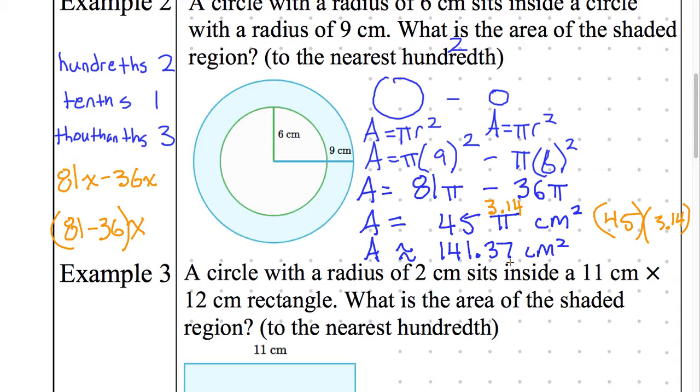So on the problem set, they only expect you to use 3.14. So if you just put 141.3 like that, you would have gotten the answer correct. But an even more correct answer to the nearest hundredth is 141.37.